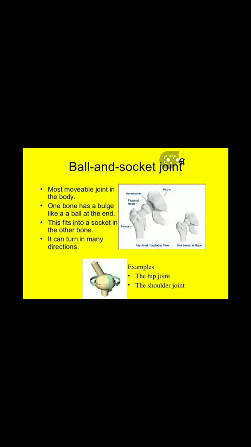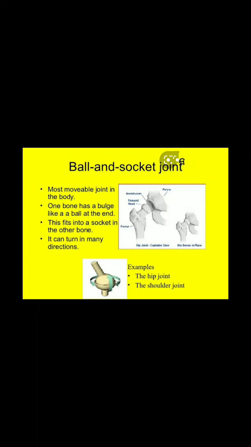The examples of ball and socket joint are the hip joint and the shoulder joint. Now class, do you know that it is because of the presence of this joint in our shoulder that the bowler in cricket can swing his arm freely in all directions and throw the ball.